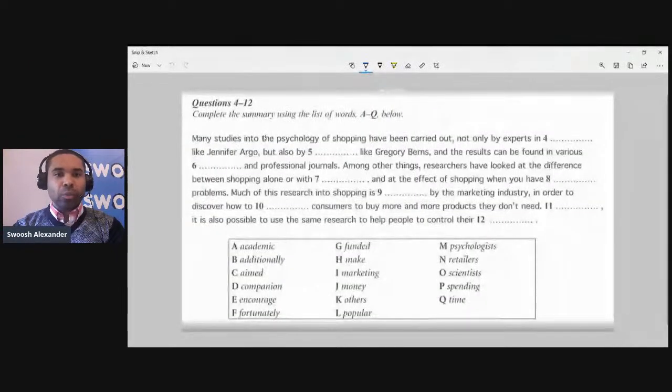And here we are. We can see that we have here questions 4 to 12. Complete the summary using the list of words A to Q below. So this is, as I was saying before, a very common IELTS type question. And so what we need to do then is use both the sense of the words. So we have to understand what the words mean. We have to have an understanding of the vocabulary. And also we need to have an understanding of the grammar of those words to see which ones we can use in which space.